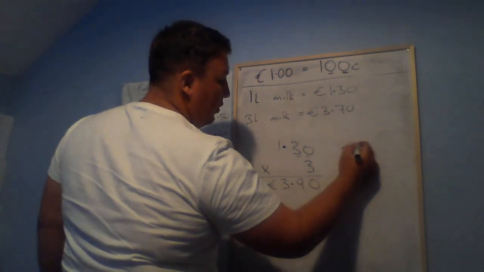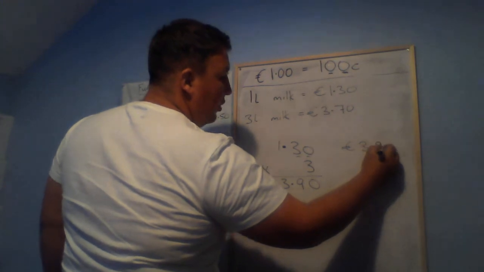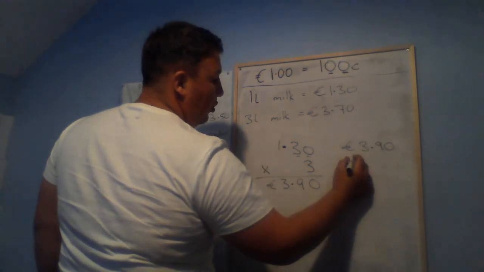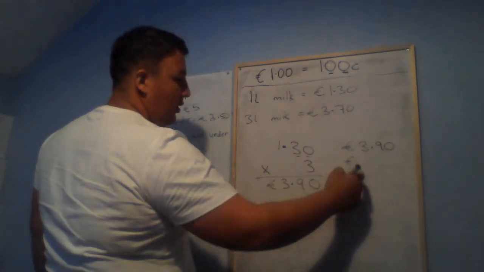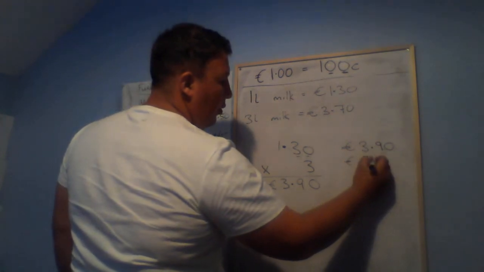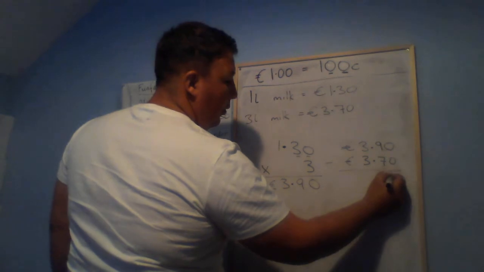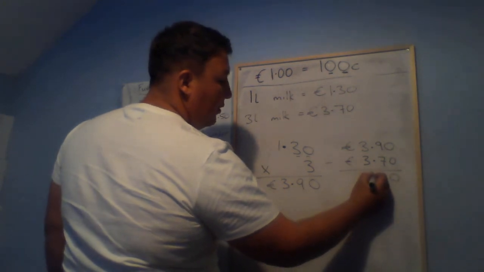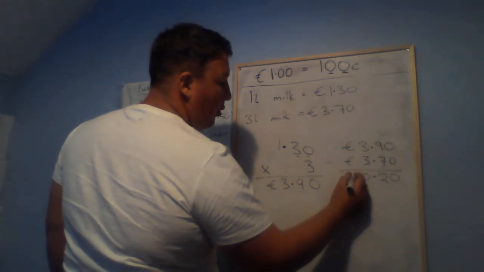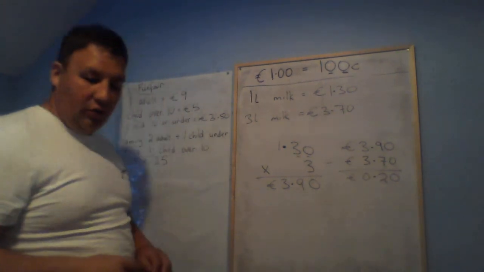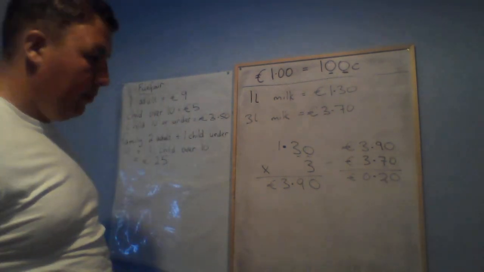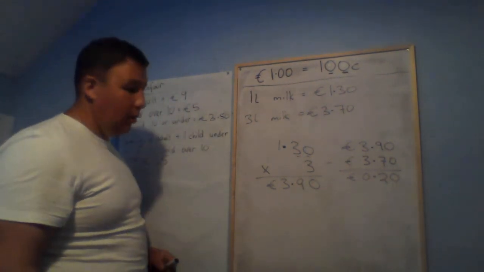Just to find the difference then, we take away. Make sure that your decimal points are in line. Take away, decimal point. Okay, and that's our difference. 20 cents is the difference. Okay.